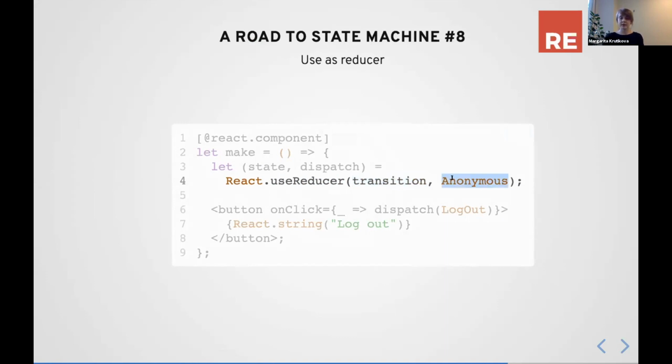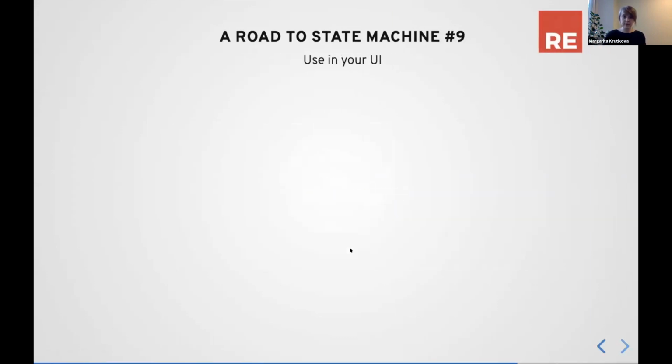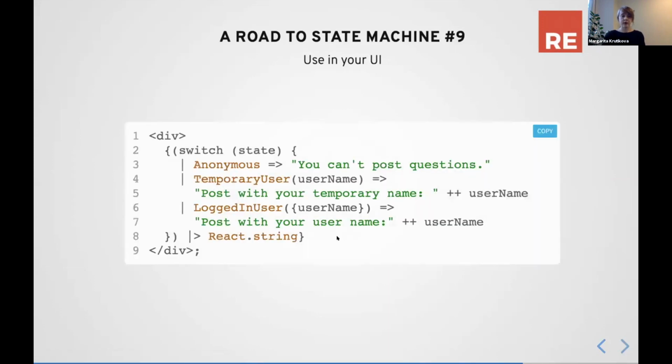And you pass in the initial state, which is going to be anonymous in our case. All the rest is exactly the same as you would use with a usual reducer. You can dispatch your action, and this is going to trigger your transition function and update your state and update your component. Then, of course, you can use your state machine in your UI. And I think this is really elegant.